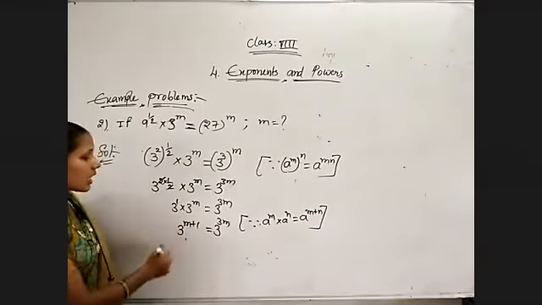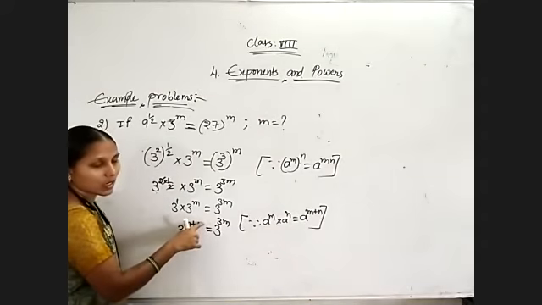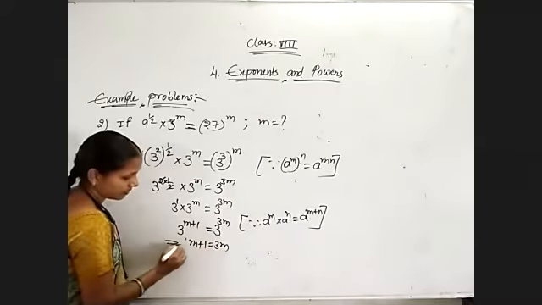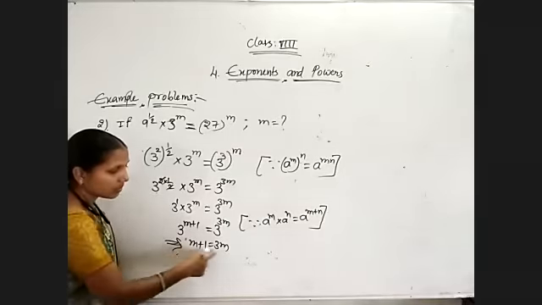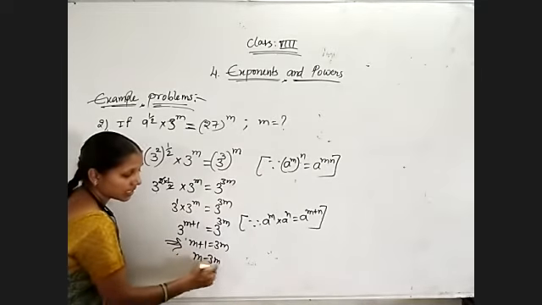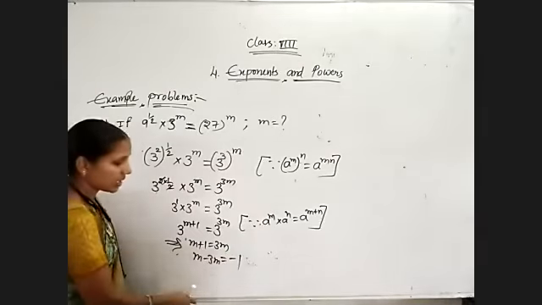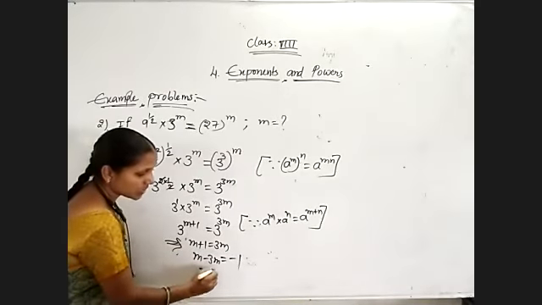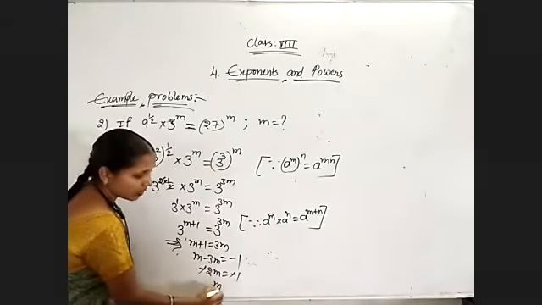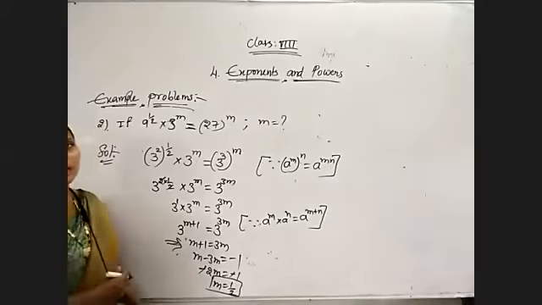Then because bases are equal, exponents are also equal. So m plus 1 is equal to 3m. Then bring m down to this side. m is equal to minus 3m. m minus 3m is equal to minus 1. Plus 1, the constant term, I am bringing to the right side. Now minus 2m is equal to minus 1. Minus minus will get cancelled. m will be equal to 1 by 2. So m value is 1 by 2.